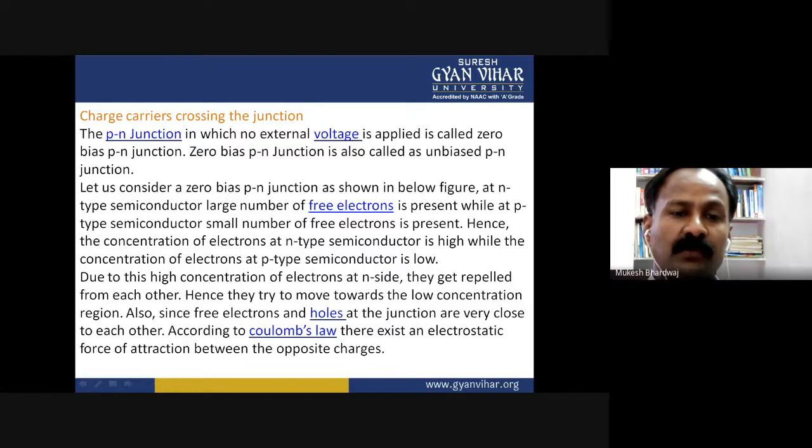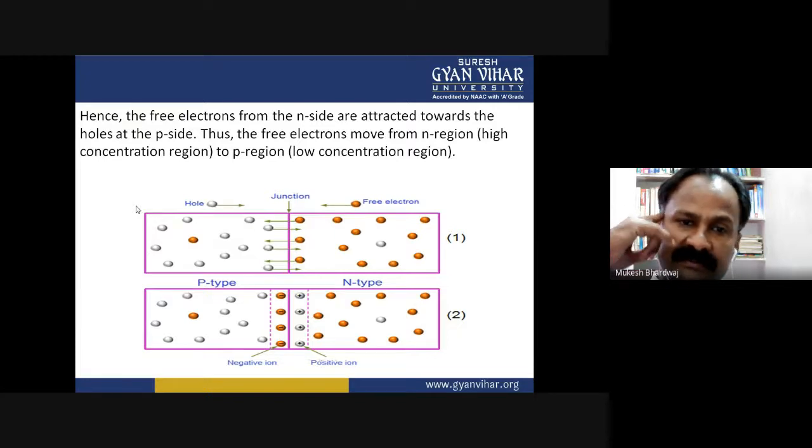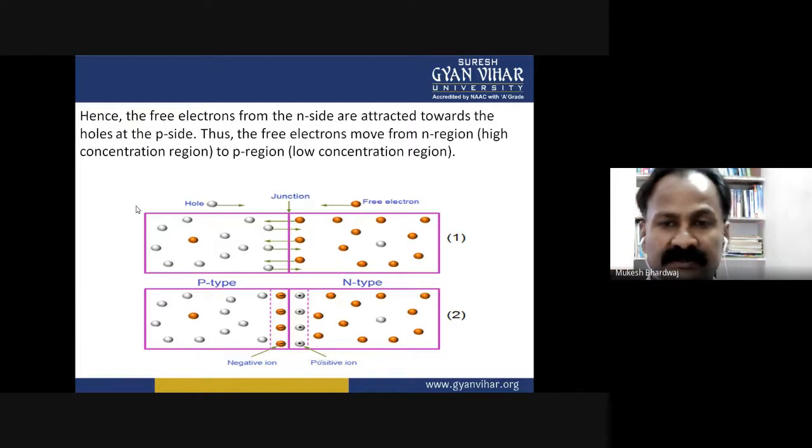Also, since free electrons and holes at the junction are very close to each other, according to Coulomb's law, there exists an electrostatic force of attraction between the opposite charges. Next, this is the pictorial representation of concentration difference, and the free electrons from the N side are attracted toward the holes at the P side. That is, the free electrons move from the N region, high concentration, to the P region, low concentration region.